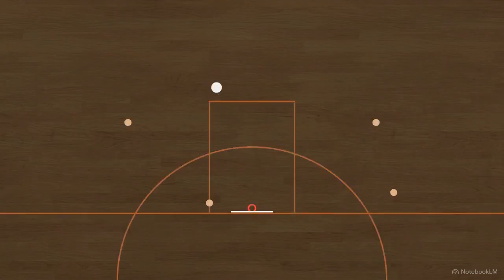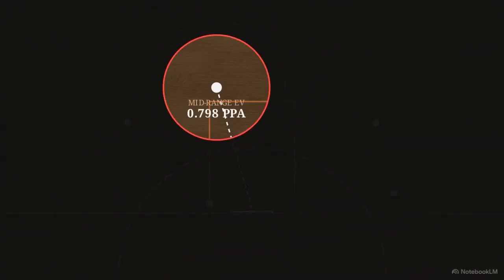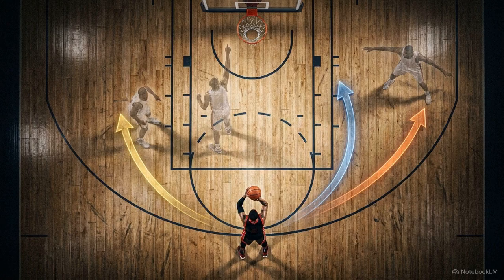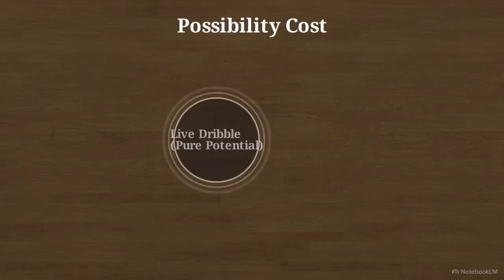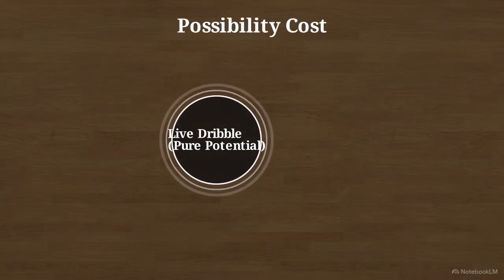Expected value fails because it is one-dimensional. It evaluates the attempt in a vacuum, blind to everything happening around the shooter. It measures only the shot that was taken, ignoring the drastically superior opportunities that were sacrificed just to launch it. This illustrates the number one eureka concept in the dossier: possibility cost.